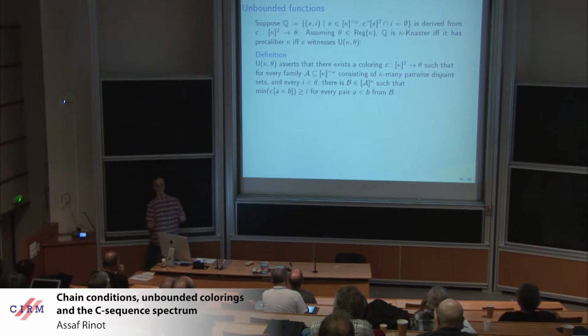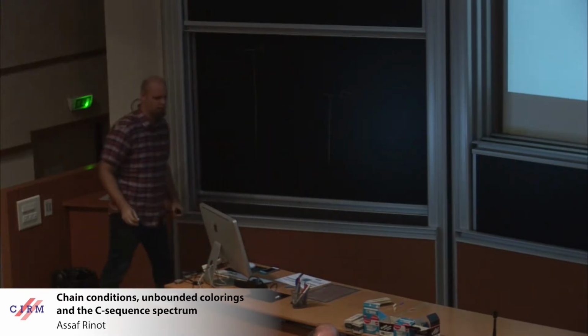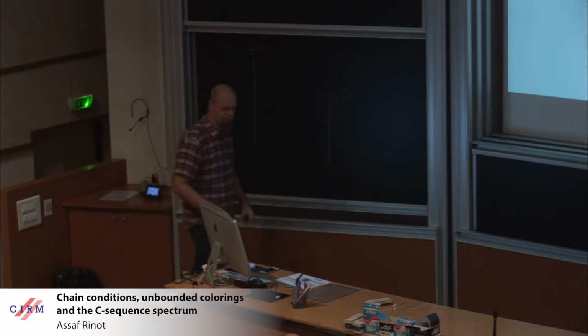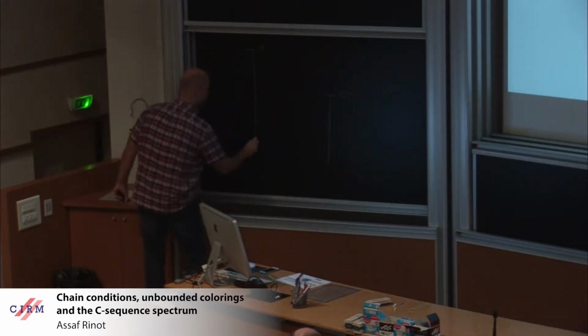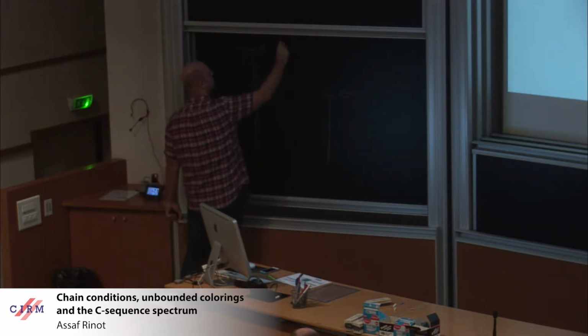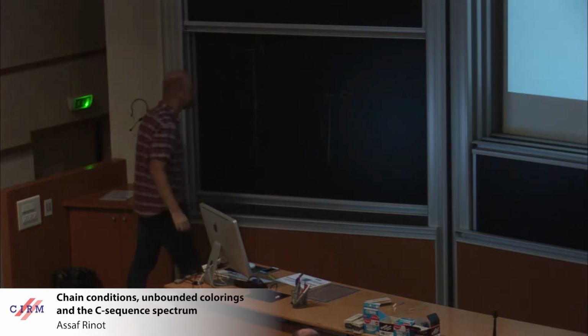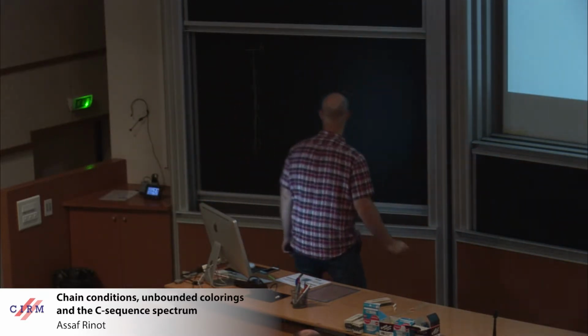So the axiom is as follows. There is a coloring of pairs. This is kappa. This is theta. And now someone gives me a family of finite sets, kappa many pairwise disjoint sets. This is the A. And someone gives me a color, I.